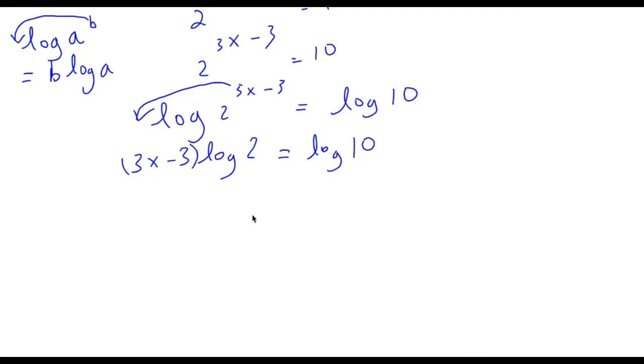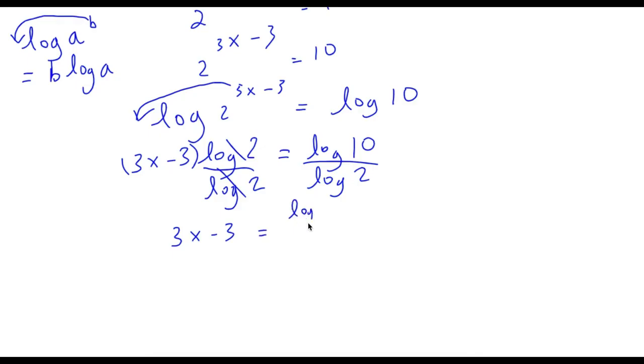Now, because we want to find our value for x, we're going to have to isolate it. So we can do that by first dividing both sides by log 2 to move our log 2 to the right-hand side. So then these two cancel out, and I'll be left with 3x minus 3 is equal to log 10 over log 2.